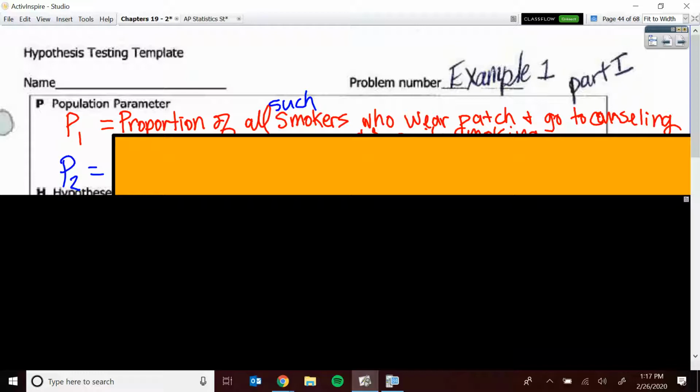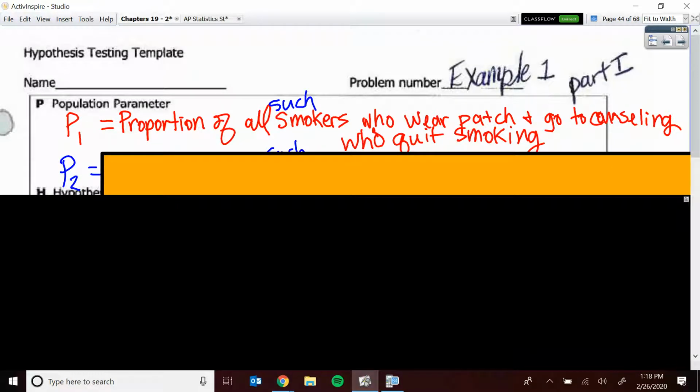And you know what? I put "such" in there. You know why I put "such"? Because are we really going to be able to generalize to all smokers in the whole wherever? Because what did these people do? I mean, they were volunteers. And so really, do you think volunteers might have a different quality than just all smokers in general? Yeah, they might already be motivated in some regard to quit. Okay, so that's why it's all such smokers, all these kinds who wear the patch and go to counseling, who quit smoking. That's your numerator. Out of all such smokers who wear patch and go to counseling, the proportion who quit.